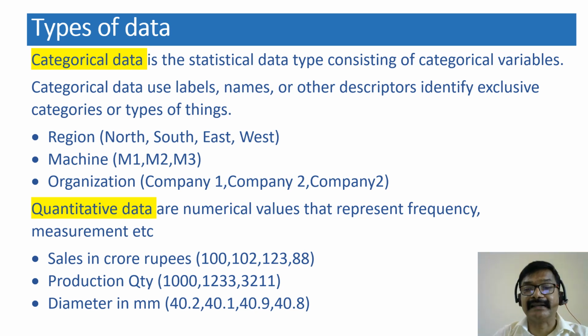Now, why is this category important? From the category, we can decide which statistical test should be used and which kind of descriptive measure should be used. That can be decided depending upon the data. So these are all the things.